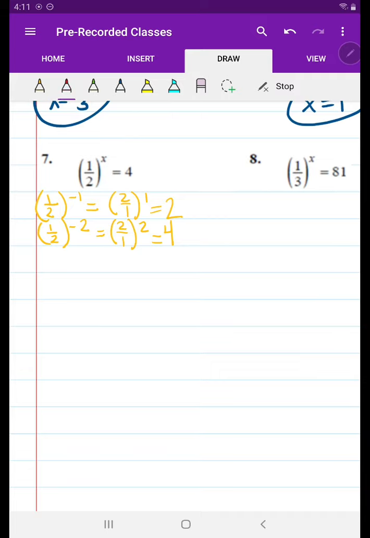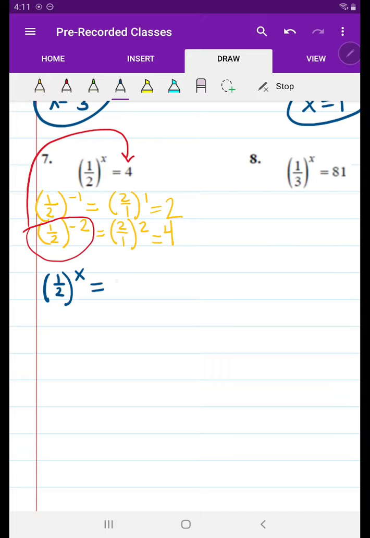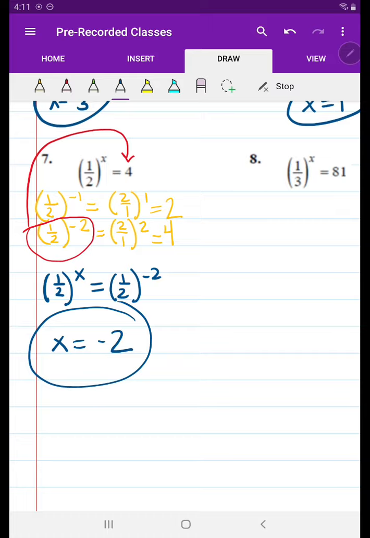So 4 is the same thing as 1/2 to the -2. So what we'll do is take this 1/2 to the -2 and put that in place of 4. So what we get is our first line, we still have our 1/2 raised to the x, and then instead of 4, we're going to have 1/2 raised to the -2. And so now we have the same bases, 1/2 and 1/2, so we can get rid of those. And so we write an equation, and we just have x equals -2. And so that's our answer, and we're all set.